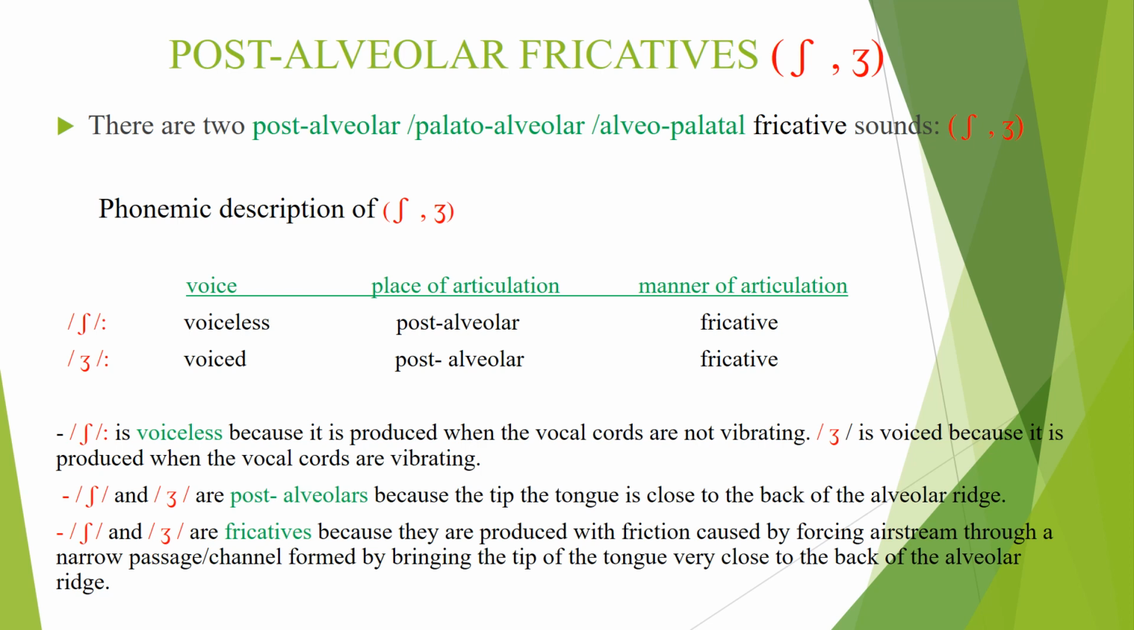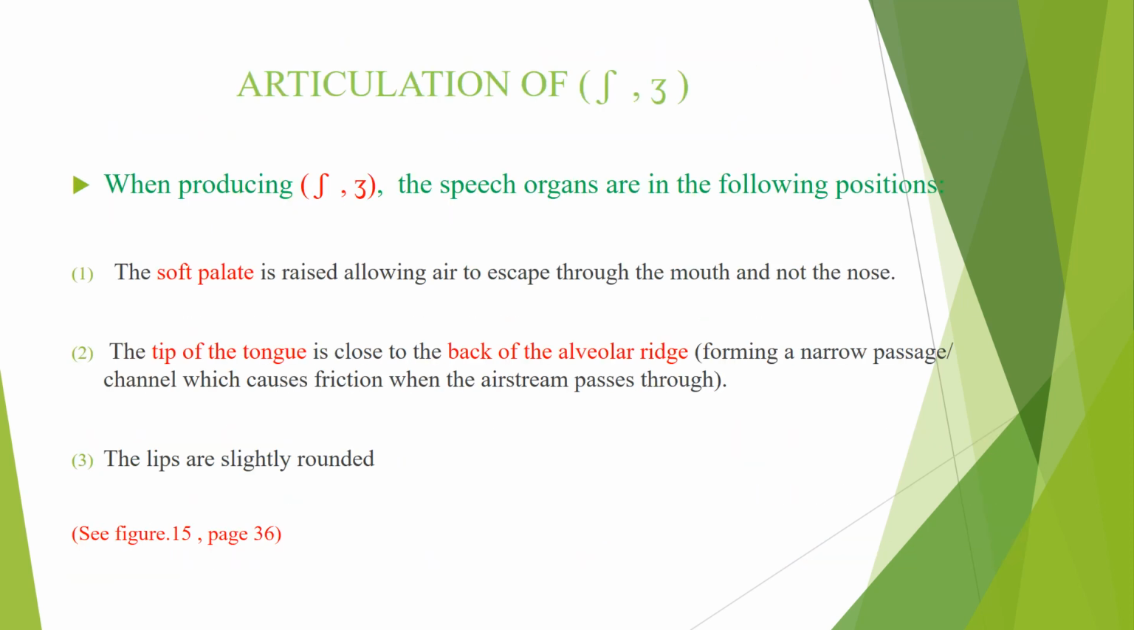And this friction is caused by forcing airstream through a narrow passage, which is formed by bringing the tip of the tongue very close to the back of the alveolar ridge. What are the speech organs that are involved in the production, or in the articulation, of sh and j?